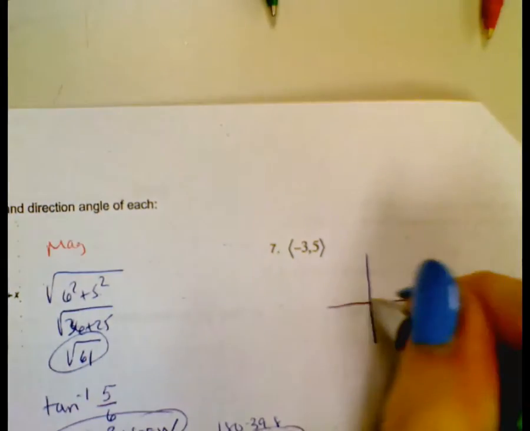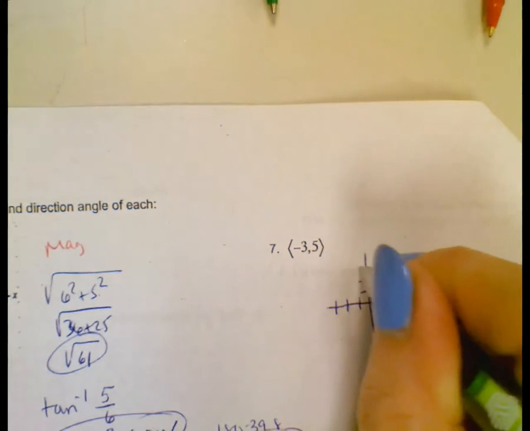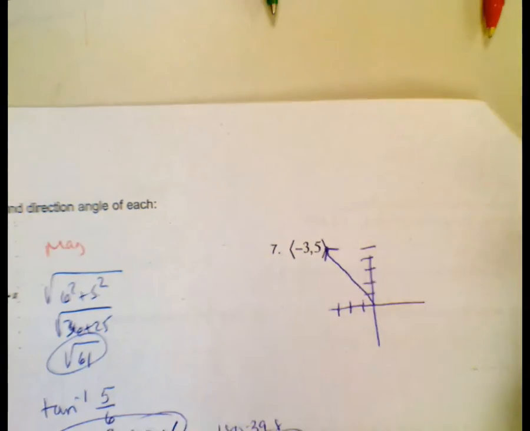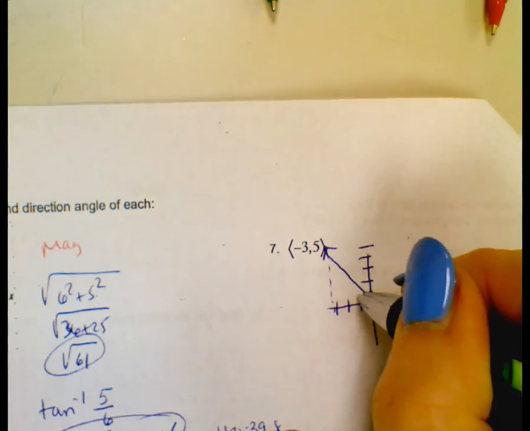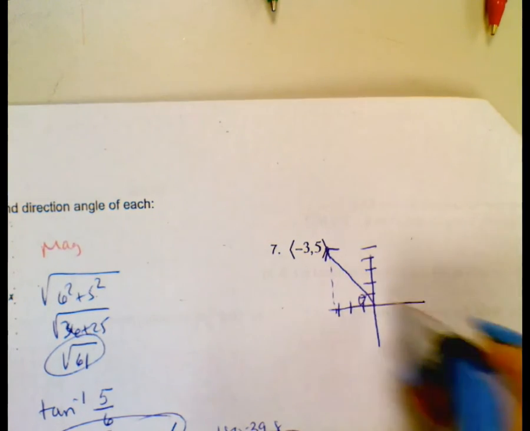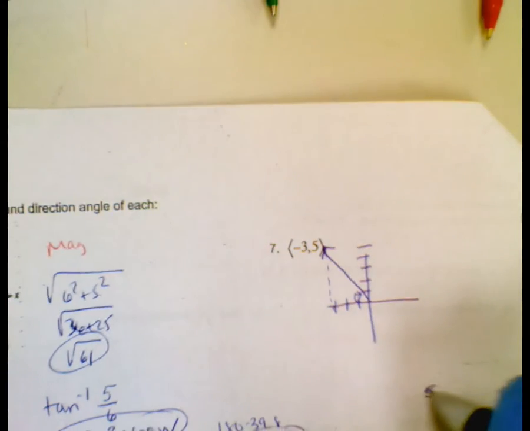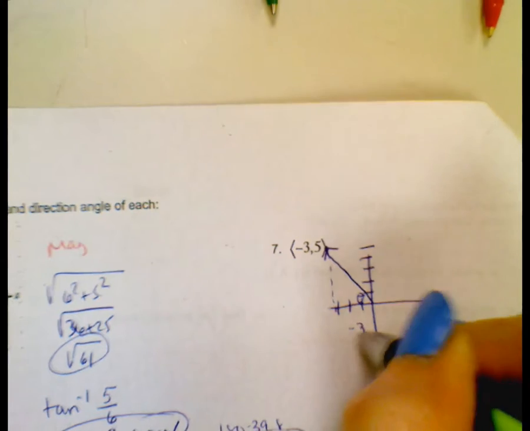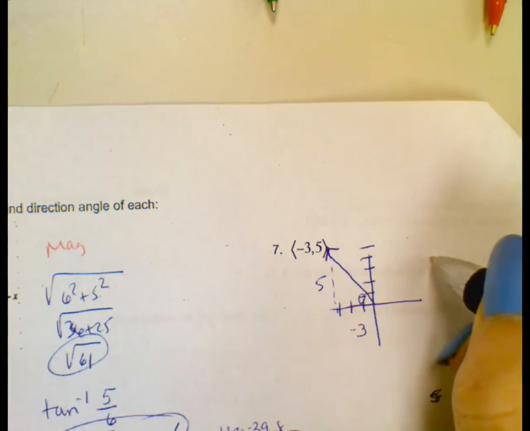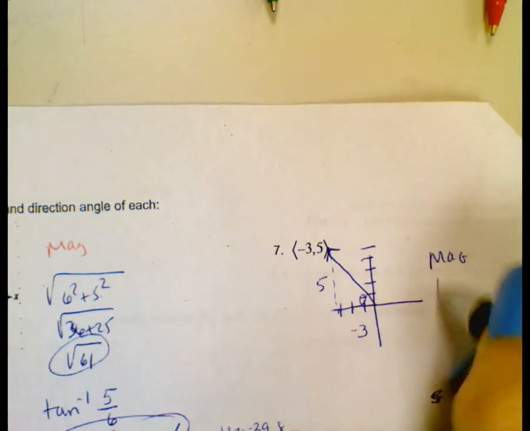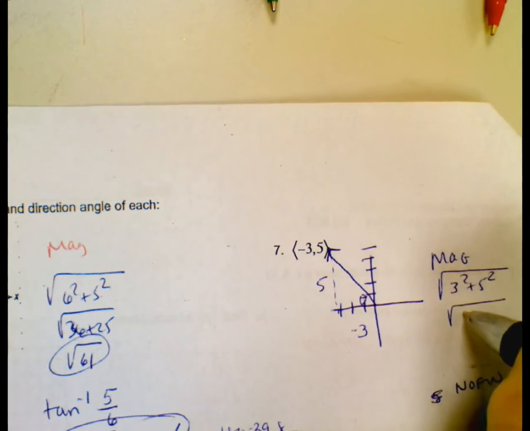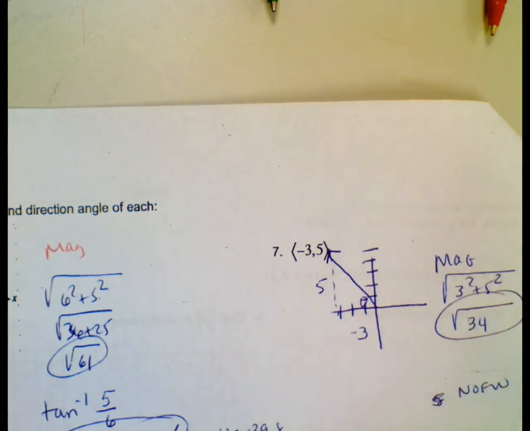Okay. So the next one, -3, 5. This is going to be in standard position. So you go left 3, up 5. So if you want the magnitude and direction, we're finding this angle. But this angle is also going to be, I'm sorry, north of west. So this is 3. You can say -3, and this is 5. To find the magnitude, we do square root of 3 squared and 5 squared, which is 9 and 25, or square root of 34.